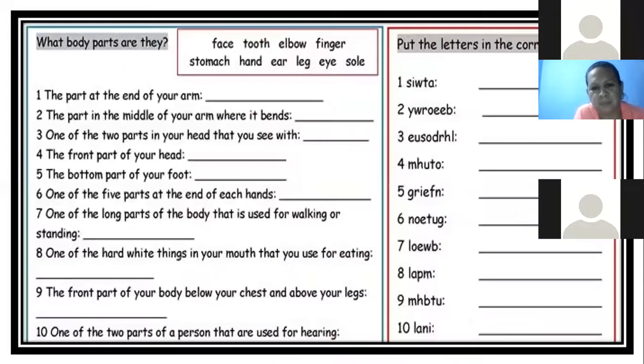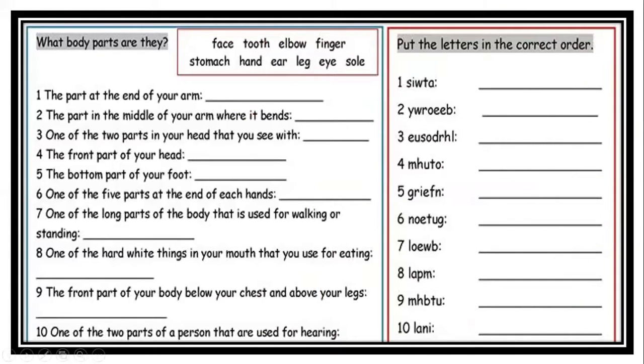So let me continue. Because of the time, we won't be able to complete this exercise, but I would like to ask you to please take a picture because it's very interesting. In the first part, you have to complete. For example, let me try to do some before the class finishes. The part at the end of your arm, which is the part at the end of your arm? Who can tell me? Hand? Yes, hand. Very good. A finger.